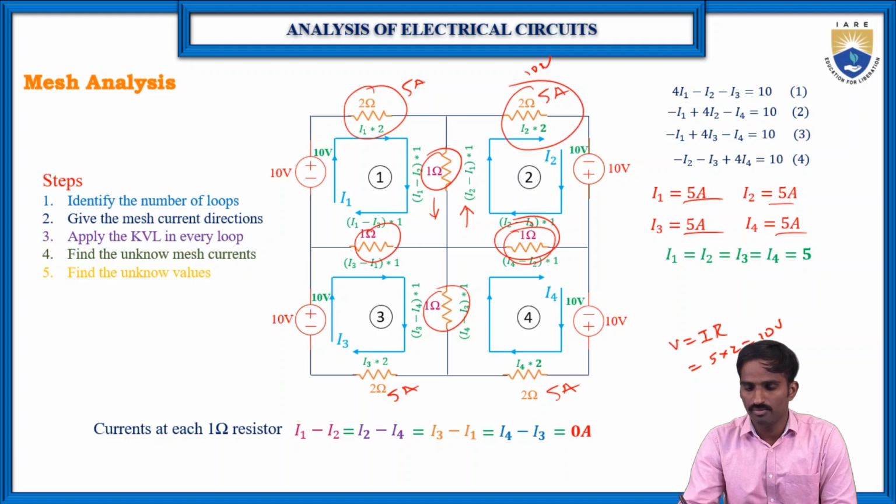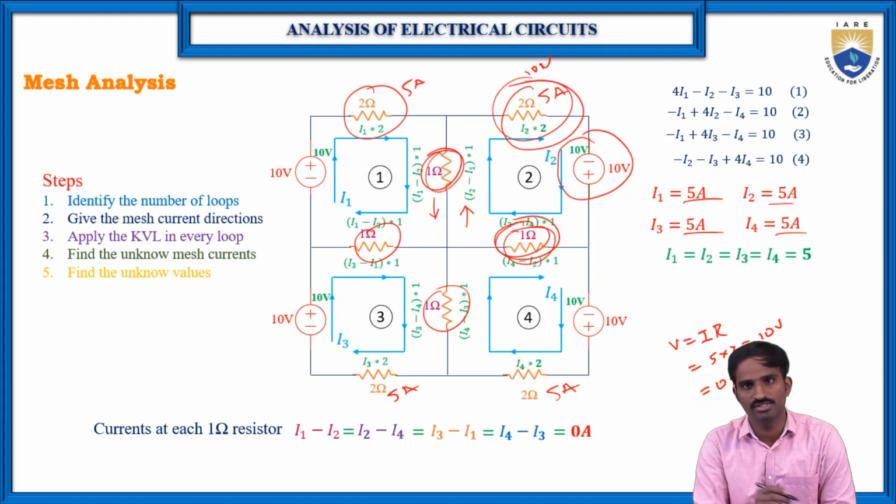it is 0. Why is it 0? Because the current flowing through the 1 ohm is 0, so 0 into 1 is equal to 0. Which means whatever the potential, the total voltage appears across these 2 ohms. So the voltage across this 1 ohm and 1 ohm is 0. So here 10 is equal to 10 again. Hence the KVL is proved.